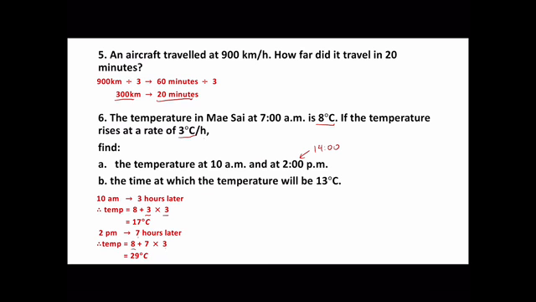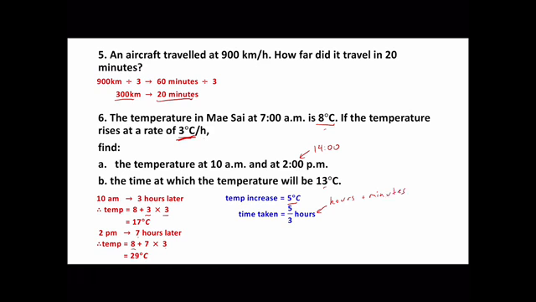So for this one here, first, find out how far the temperature's gone up. So it's gone from 8 to 13, so it's gone up 5 degrees. So now we need to work out how long it takes to go up 5 degrees. Well, every hour it goes up by 3. So to go up 5 degrees, it will take 5 divided by 3 hours. So we want to know the actual time, so we need to turn this into hours and minutes.